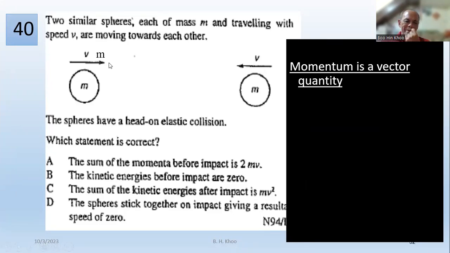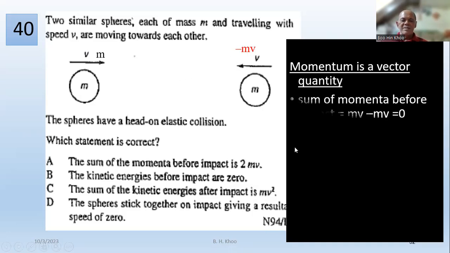So m times v. This one is negative, in the opposite direction, and we choose the right as positive. So this one moving to the left is minus mv. So the sum of momenta before collision is mv minus mv, which is 0. So A is wrong.